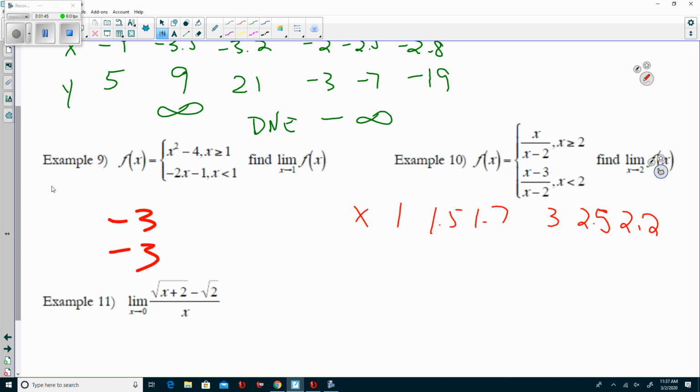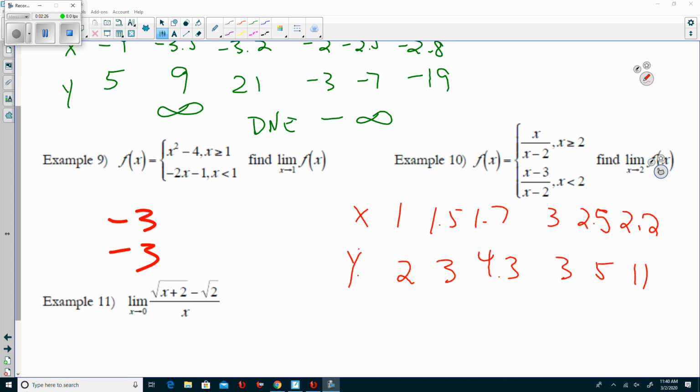Go ahead and try that. This top one are all values greater than or equal to 2. So in the top one, you would plug in the 3, the 2.5, and the 2.2 to see what it's approaching. The bottom one, because it's less than 2, you would plug in the 1, the 1.5, the 1.7. So at x minus 2, the value of 2, since it doesn't cancel, it's going to be an asymptote.